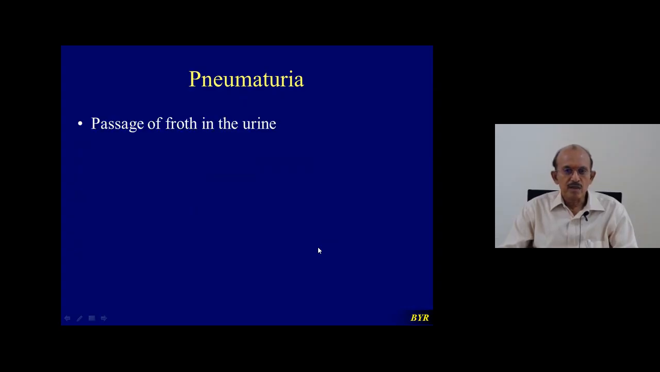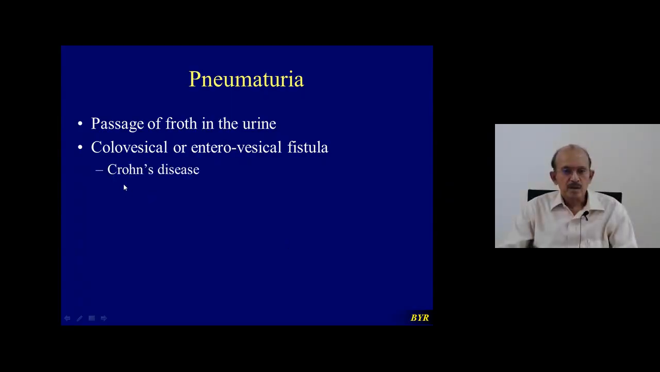Then pneumaturia we're discussing. It is passage of frothy urine. It is due to colovesical or intravesical fistulae. The causes being Crohn's disease or diverticular disease of the colon with chronic diverticulitis producing peridiverticular abscess opening into the bladder. So that produces a colovesical fistula.